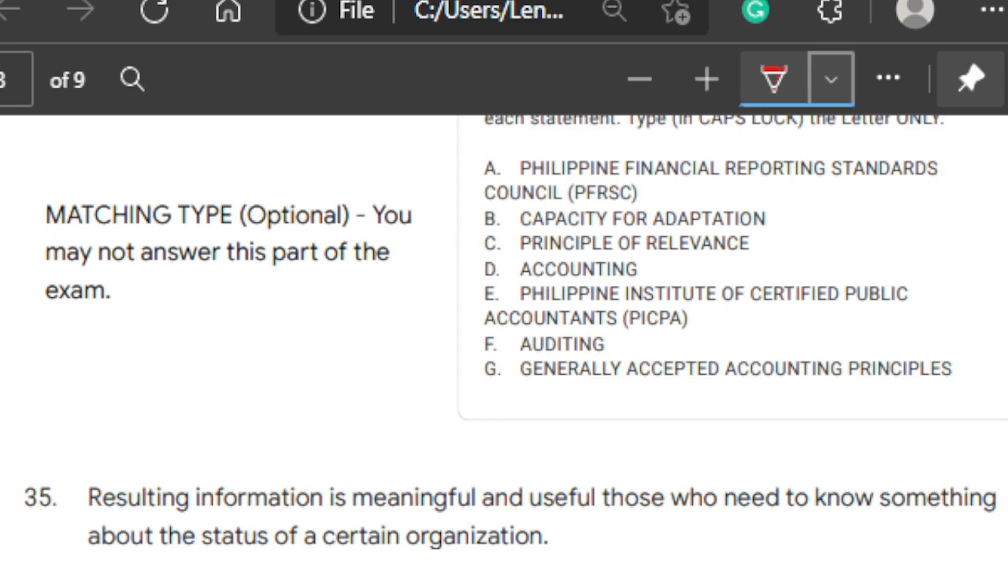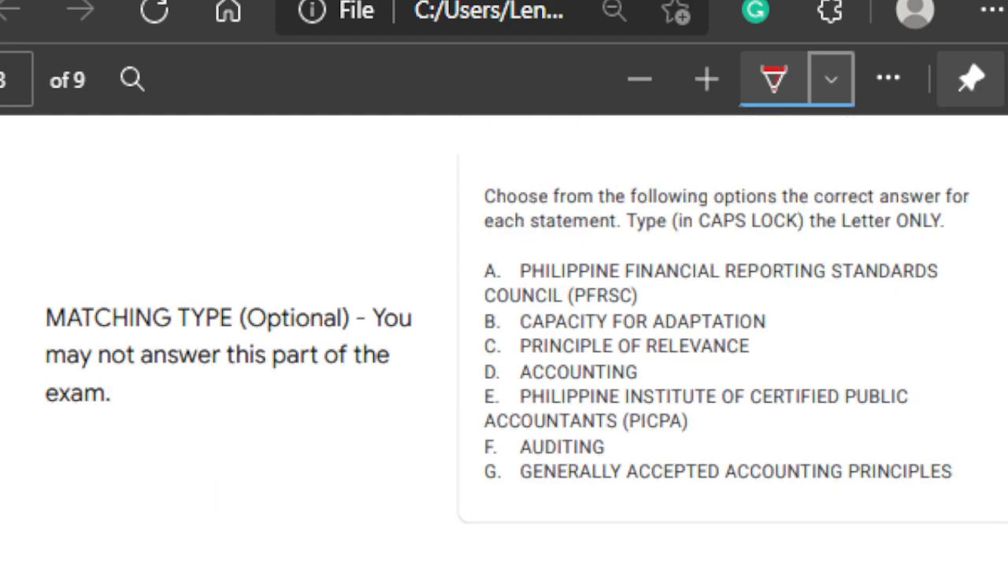Okay, so let's proceed to the last part of the exam, the matching type. So, this is optional. You can answer it, or you can skip it. So, actually, this is a bonus. Whoever answers this, the points they get from here will be added to their scores. But it is not included in our denominator. So choose from the following options the correct answer for each statement. Type in caps lock the letter only.